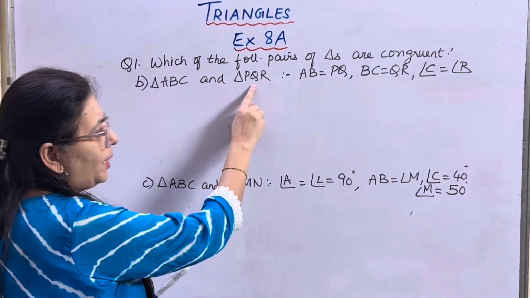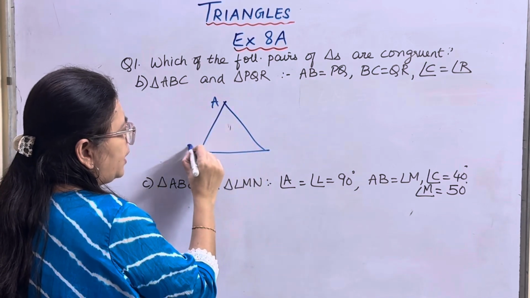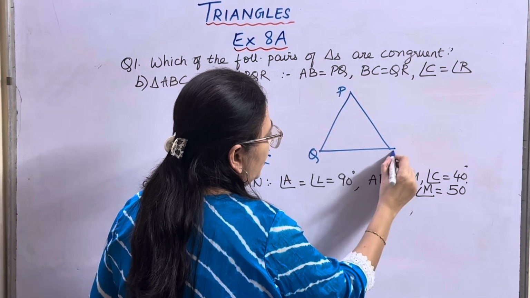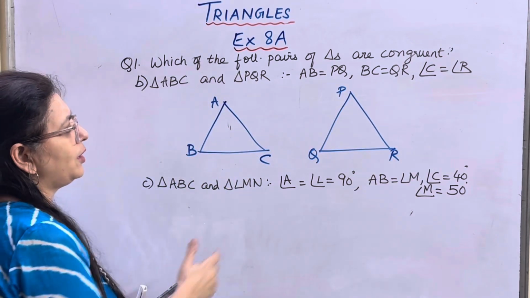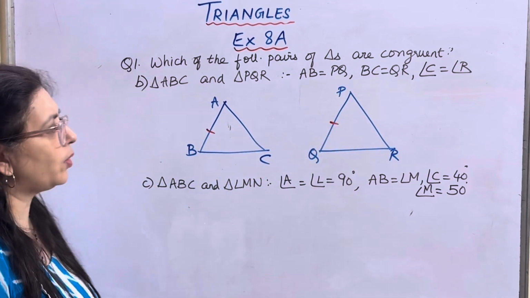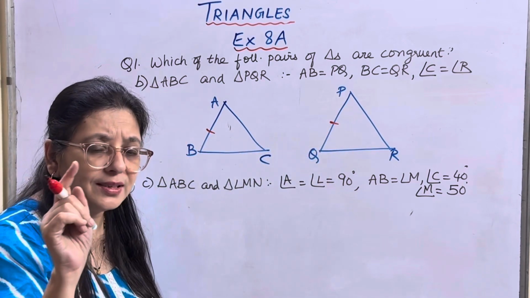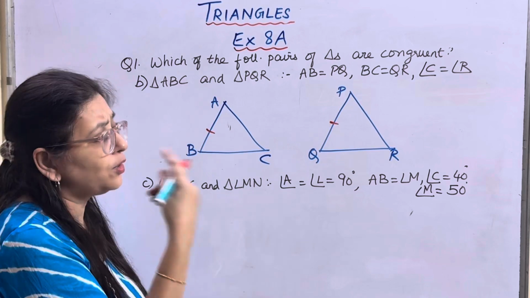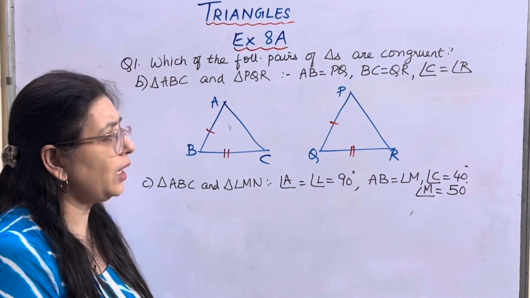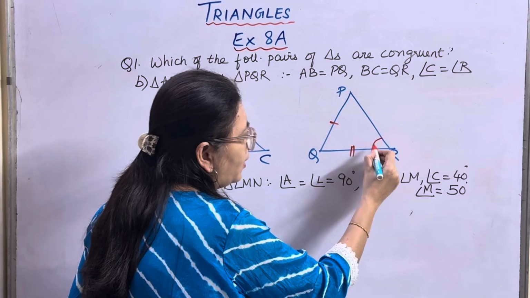Triangle ABC and triangle PQR. So first draw triangle ABC and then draw triangle PQR. Now coming to the conditions that are given. AB is equal to PQ. This side is equal to PQ. Next one, BC is equal to QR. Now you have put one dash for the first side. For the second side, put two dashes so that you know this one is equal to QR. Then angle C is equal to angle R.